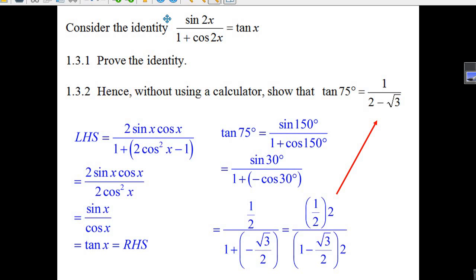Let's look at the next question. It's a little bit more involved. It's an identity, question 1.3. But you see this sine of 2x, you say the left-hand side equals, there's only one thing you can do. Replace it with 2 sine x cos x.